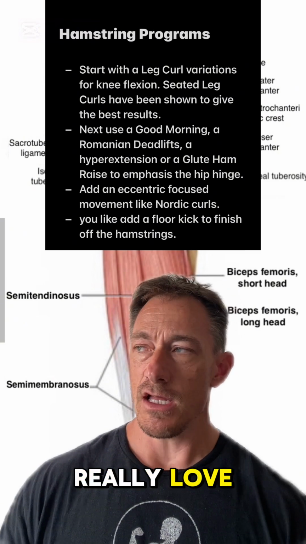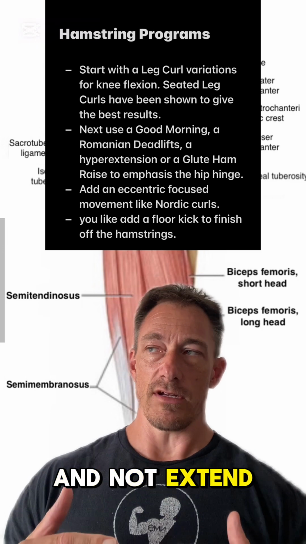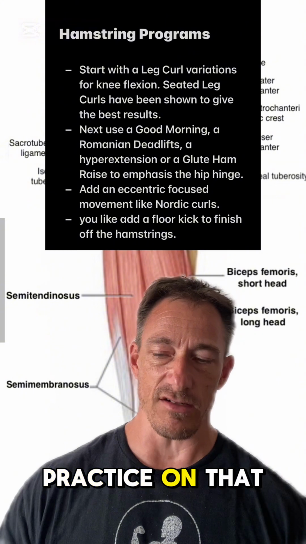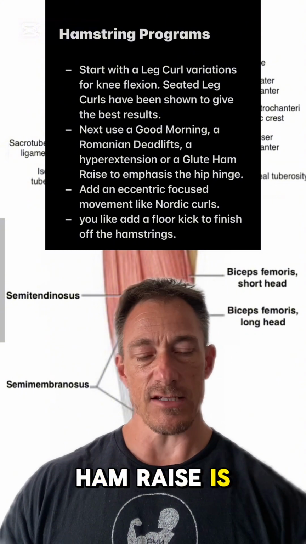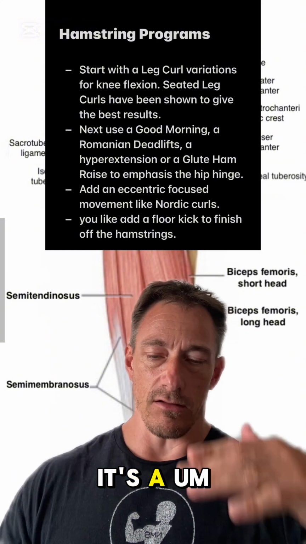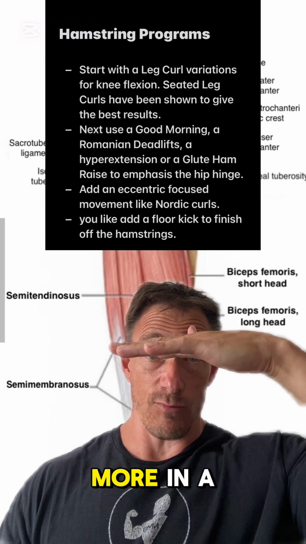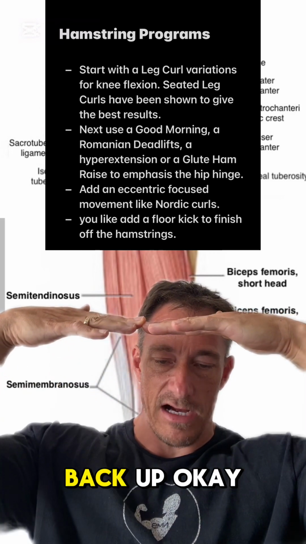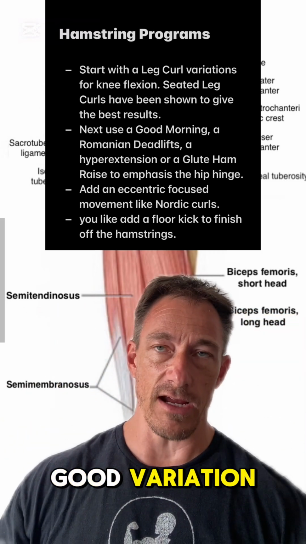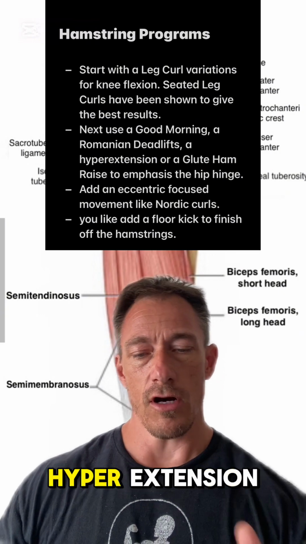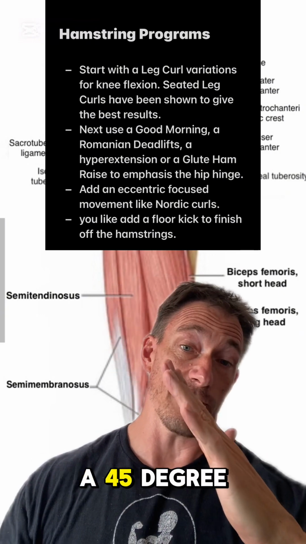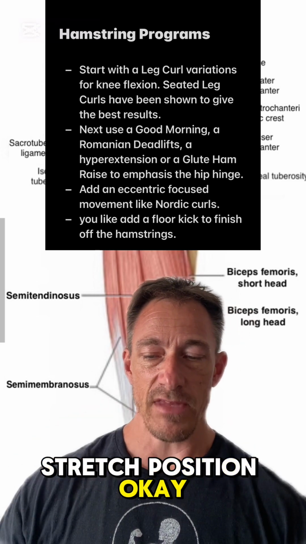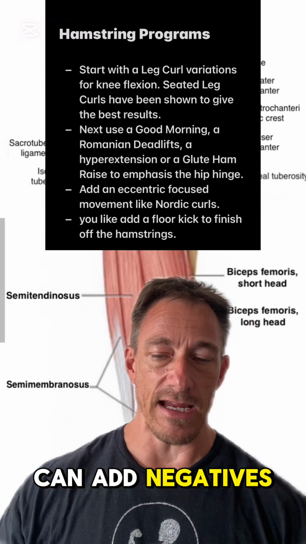Hyperextensions I really love, but it's very hard to get people to not extend through their back and instead extend more through the hips, okay? Takes a little practice on that one. And a glute ham raise is really just a hyperextension, but you're in more of a horizontal position and you lower down and then extend back up, okay? Still a very good variation, just more load at the top. Hyperextension has more load because you're at a 45-degree angle, so you get more tension in the stretch position, okay?